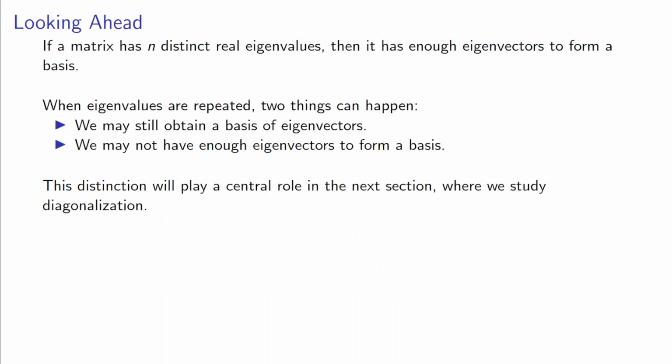So looking ahead, if a matrix has n distinct real eigenvalues, then it has enough eigenvectors to form a basis. When it's repeated, two things can happen. We may still obtain a basis of eigenvectors, or we may not have enough eigenvectors to form a basis. This distinction will play a central role in the next section where we study diagonalization. So we're making this big fuss over, do we have a basis or do we not? And that is going to be the key idea to understand when we look at whether our matrix is what we call diagonalizable. So, can we diagonalize this particular matrix? More on that to come.